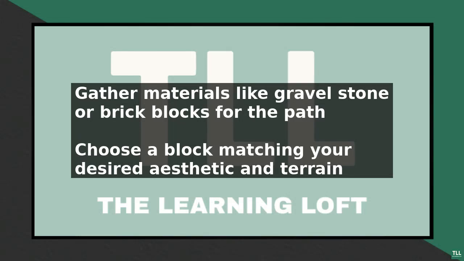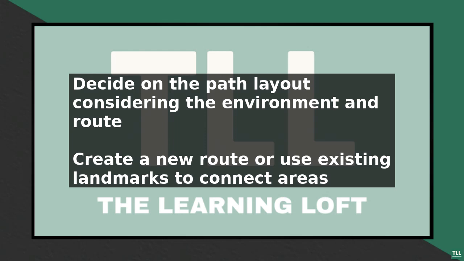To make a path in Minecraft, start by gathering materials such as gravel, stone, or brick blocks, which are commonly used for paths. Choose a block that matches your desired aesthetic and is suitable for the terrain you are working with. Next, decide on the path's layout. Considering the surrounding environment and the route you want to create, you can use existing landmarks or create a new route to connect different areas of your world.